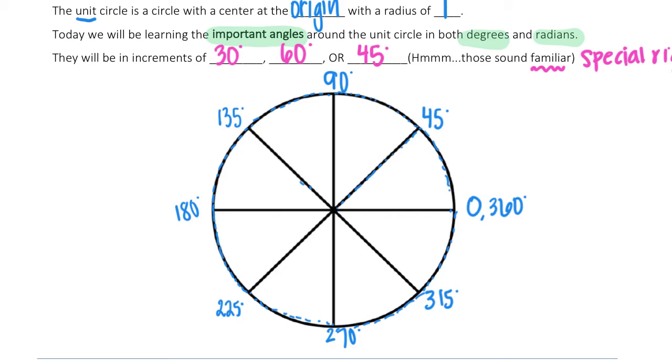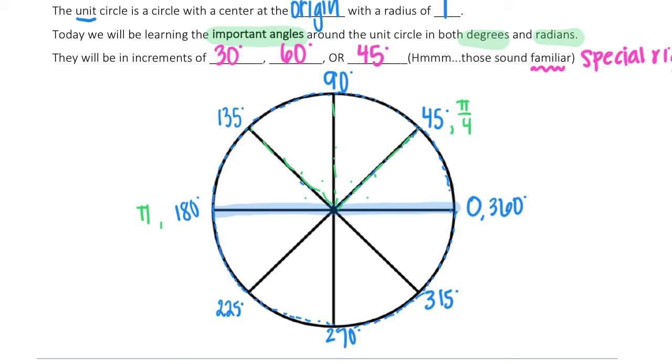Now I want y'all to think about what this would be in radians. You'll remember that halfway around the circle is pi. Now, when we counted by 45 degrees, how many pieces was 1 pi broken into? 1, 2, 3, 4. So each of these pieces is 1/4 pi. So we call 45 degrees the same thing as pi over 4. 45 degrees and pi over 4 are congruent to each other. They're the same thing. One's in degrees, one's in radians.